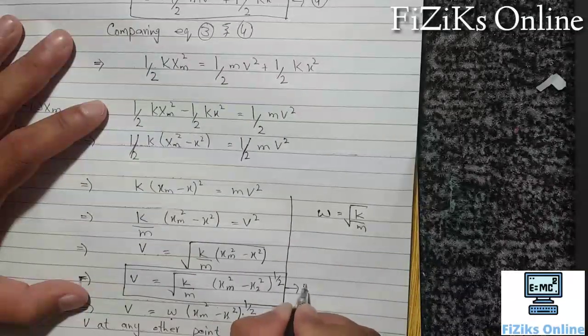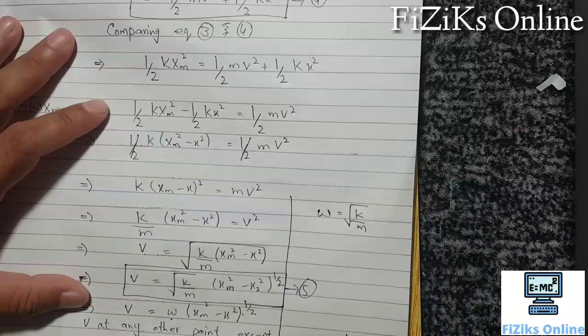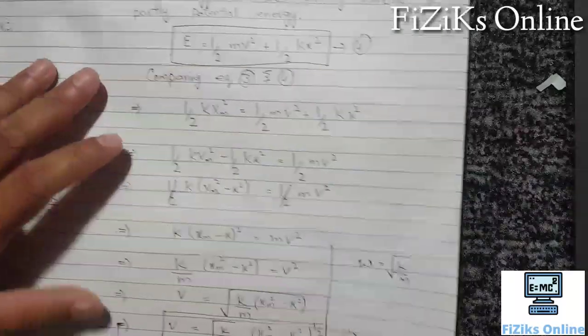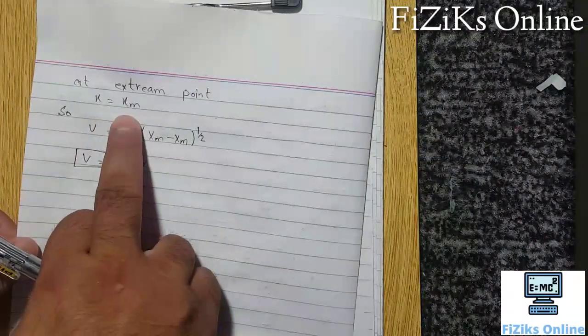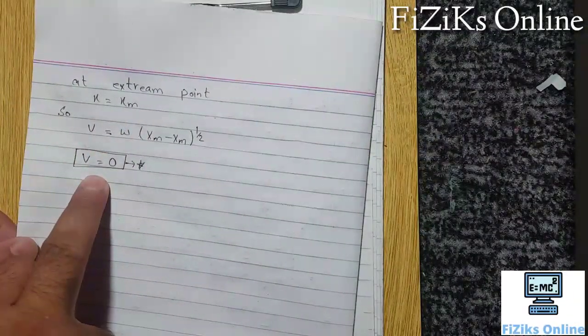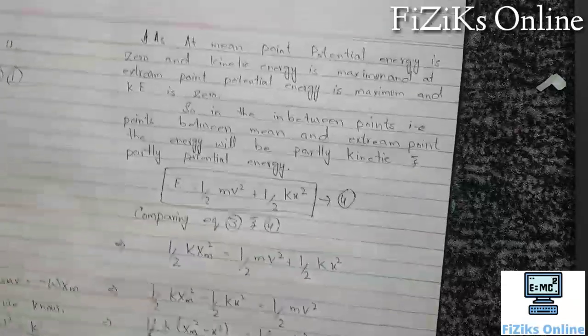This is equation 5, that is velocity at any other point except mean and extreme point. At extreme point x equals xm, so v is 0 at extreme point. This was all about today's lecture.